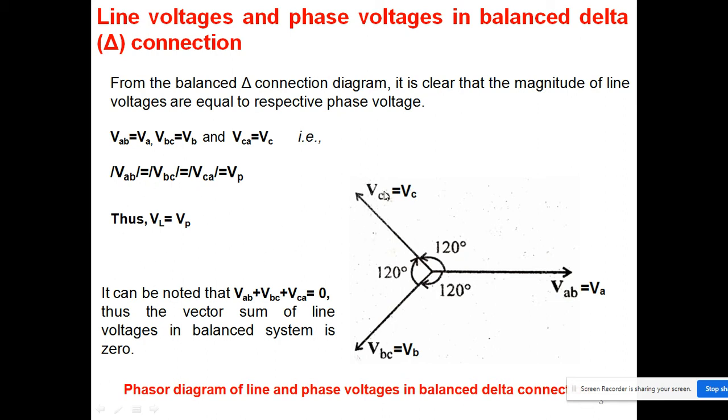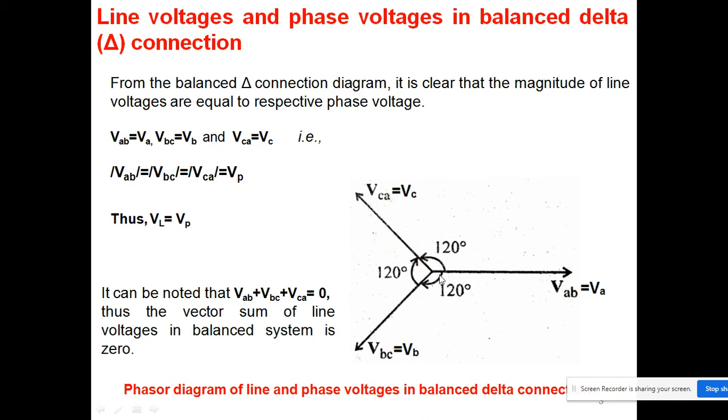So in this condition, if I draw the phasor diagram for the phase voltage and line voltage, both are similar. If I am considering VA at 0 degrees, then this one is behind by 120 degrees, and this one is behind by 240 degrees if I am considering the clockwise direction. If I am considering the anti-clockwise direction, then it is 120, otherwise it is 240 degrees.